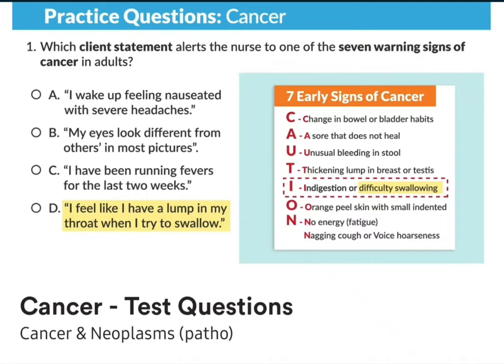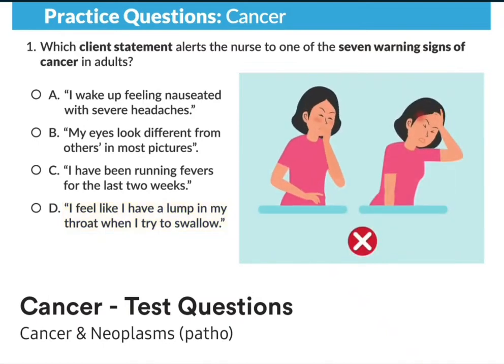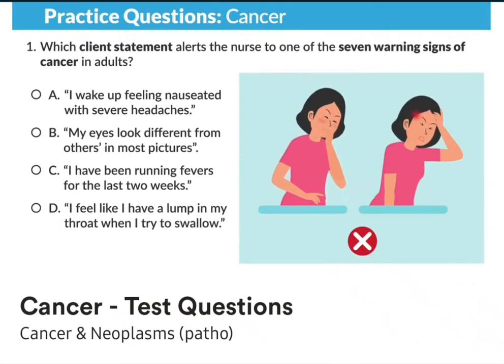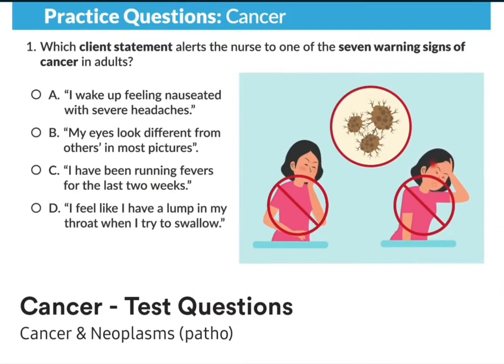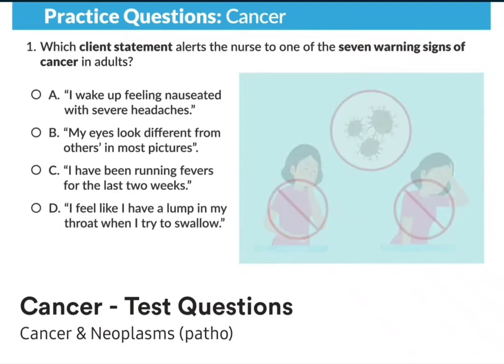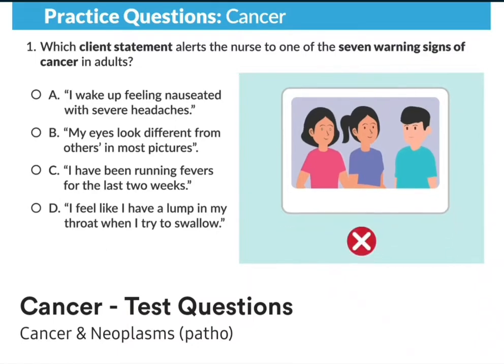I feel like I have a lump in my throat when I try to swallow. In other words, difficulty swallowing. Now option A is incorrect. I wake up feeling nauseated with severe headaches. No, this is wrong. A top warning sign of cancer does not include nausea or even severe headaches. And option B, my eyes look different from others in most pictures. No, this is technically not a warning sign here.